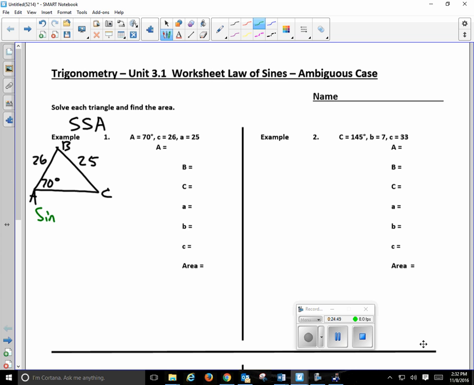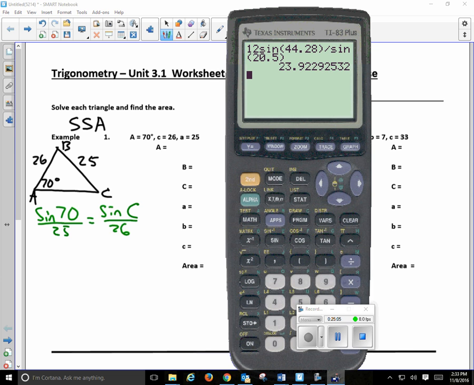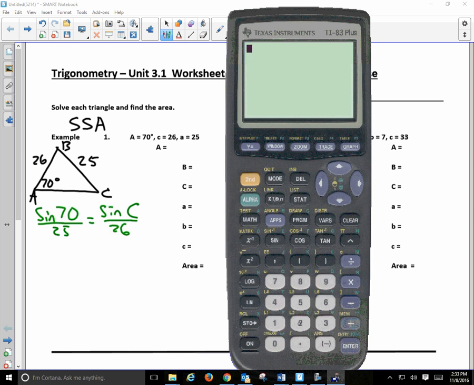Sine of what? Sine of 70 over 25 equals sine of C over 26. Multiply both sides by 26. 26 sine of 70 divided by 25, and I get 0.9773 is equal to the sine of C.